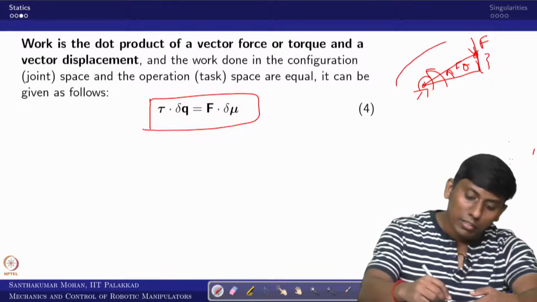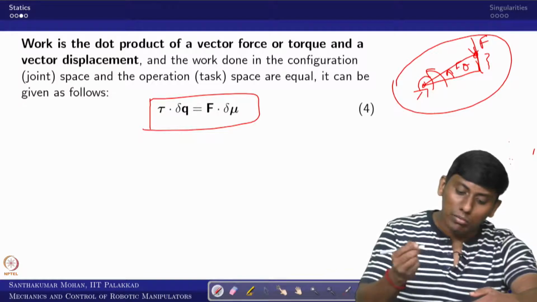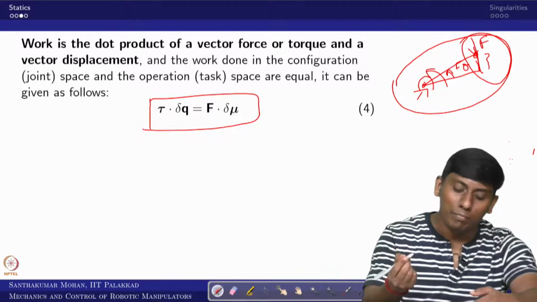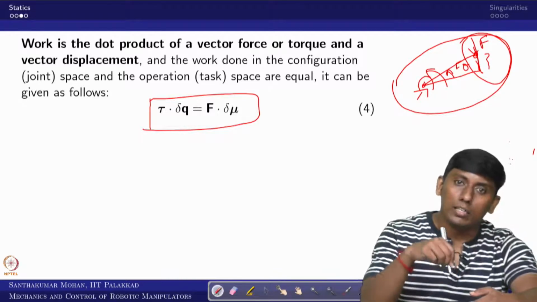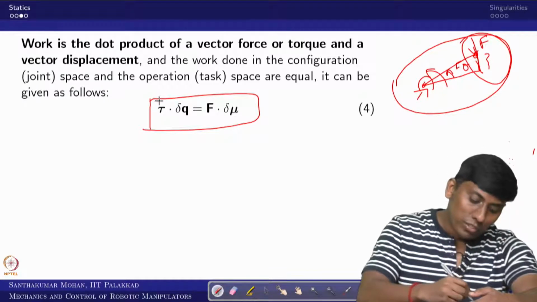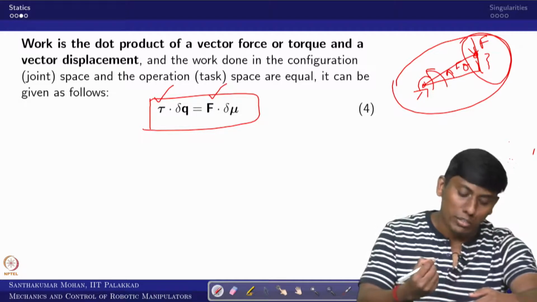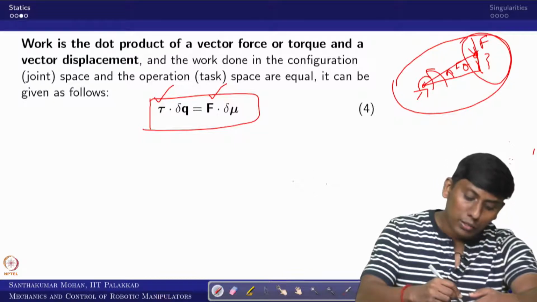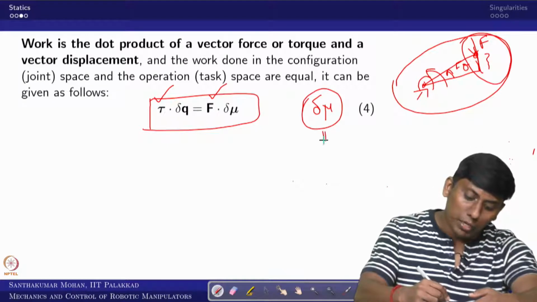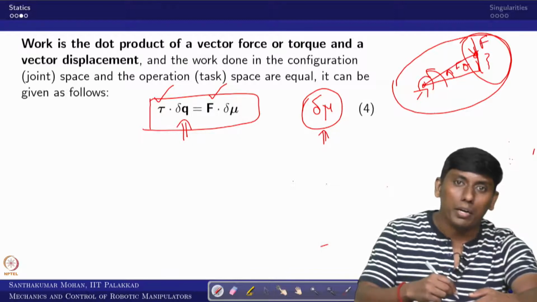So in the sense, the total virtual work done is 0. But we can write it the other way around: whatever work is done at the end effector level is supposed to be equal to the work at the configuration or joint space level. If that is the case, the joint space torque vector is written as tau, and the end effector force and moment is written as capital F. Delta mu is the change in displacement in the mu vector, and delta q is the change in displacement in the joint space, or joint angles.